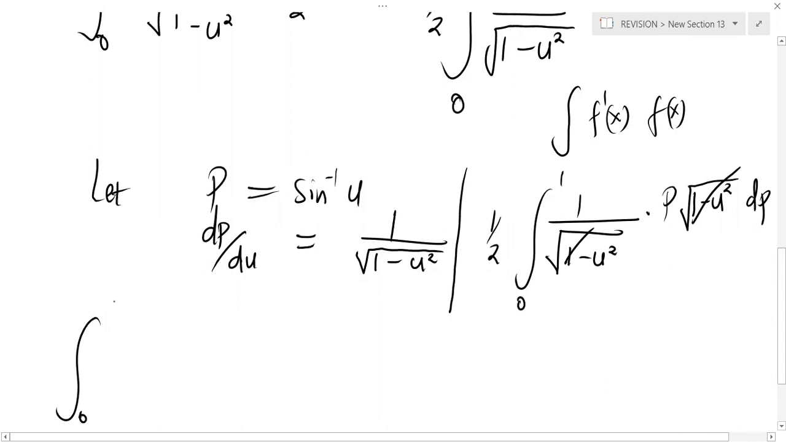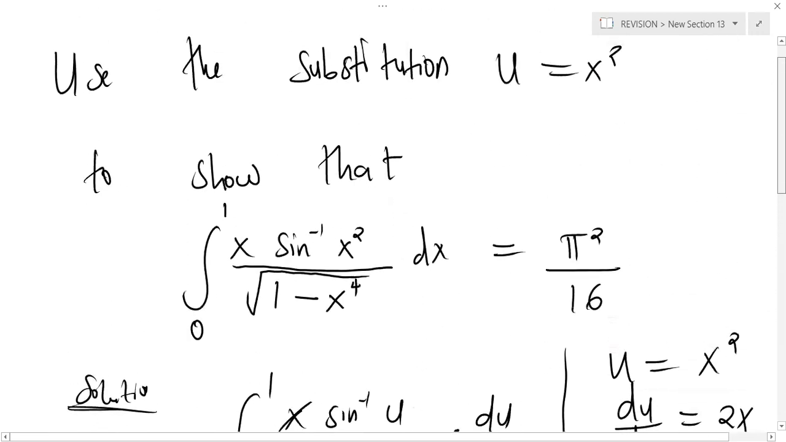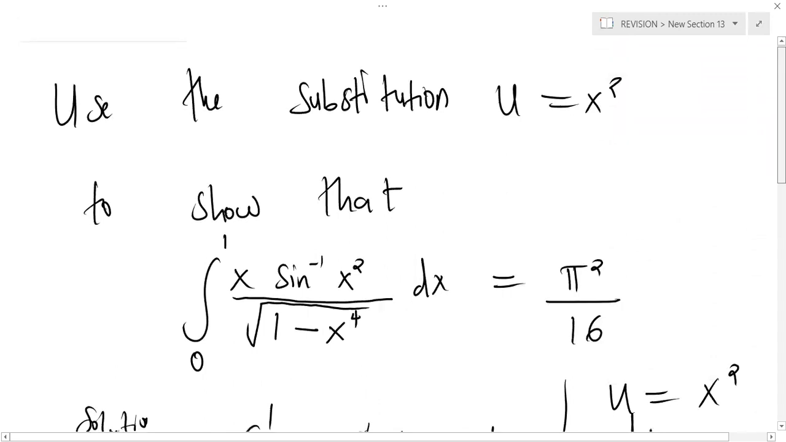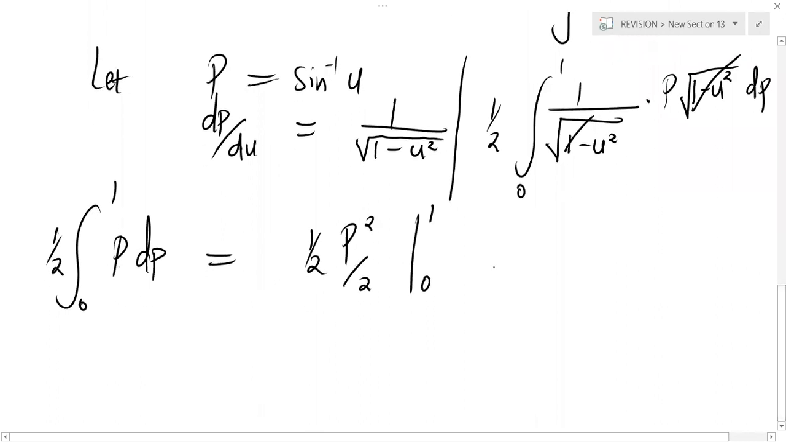integral from 0 to 1, there's a half out here, of p dp. Integrating p, we get p squared over 2. Now, integral is from 0 to 1. But remember, this range we were given was defined with respect to x. So I need to rewrite my answer back in terms of x. Now, what is p? p is sine inverse u. So this is going to be now a half divided by 2. That gives me a quarter. So instead of p squared, I will have sine inverse of u, squared, integral from 0 to 1.